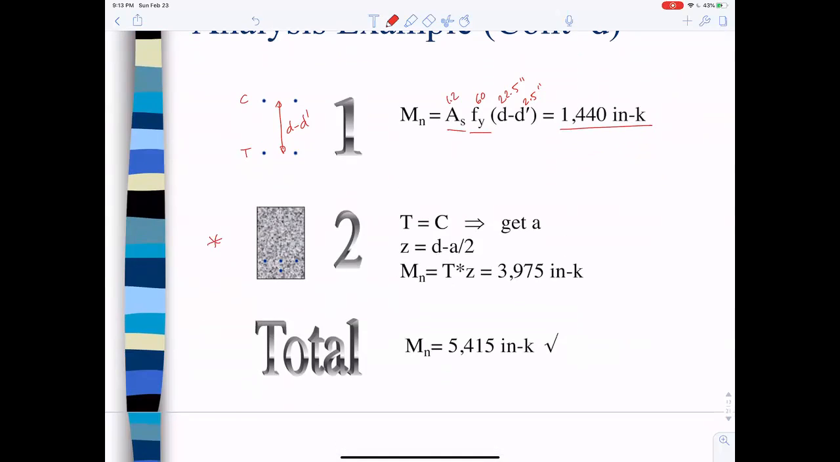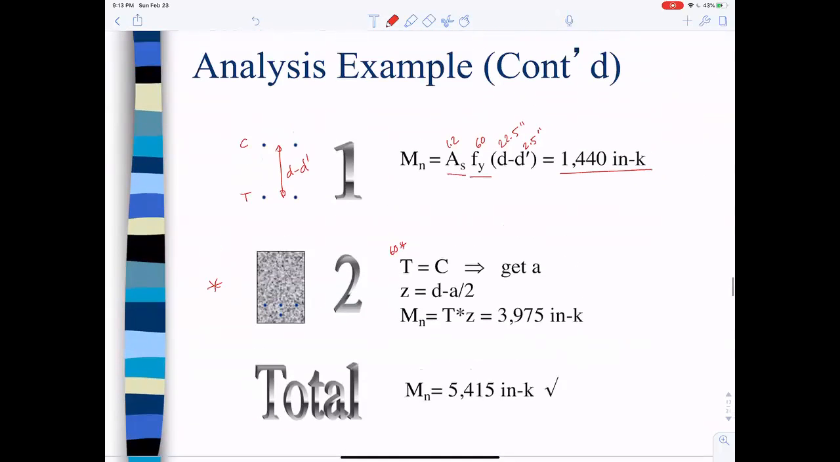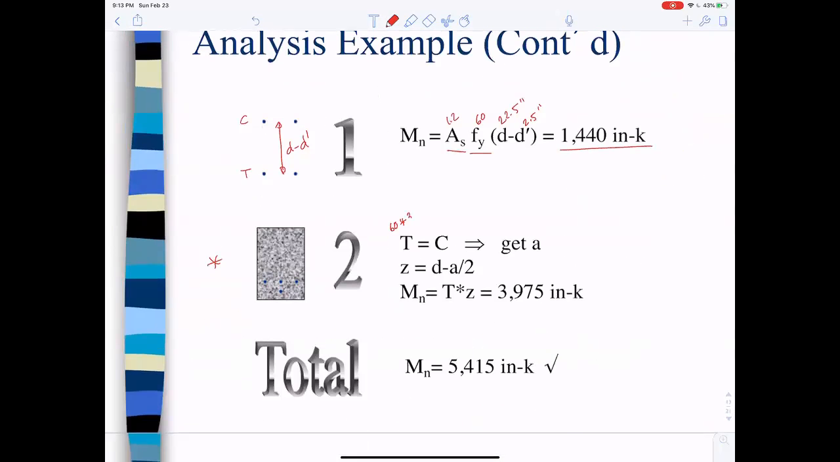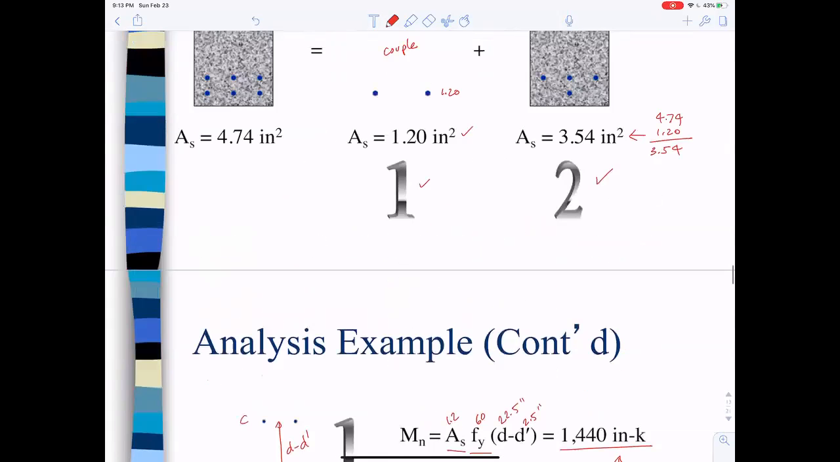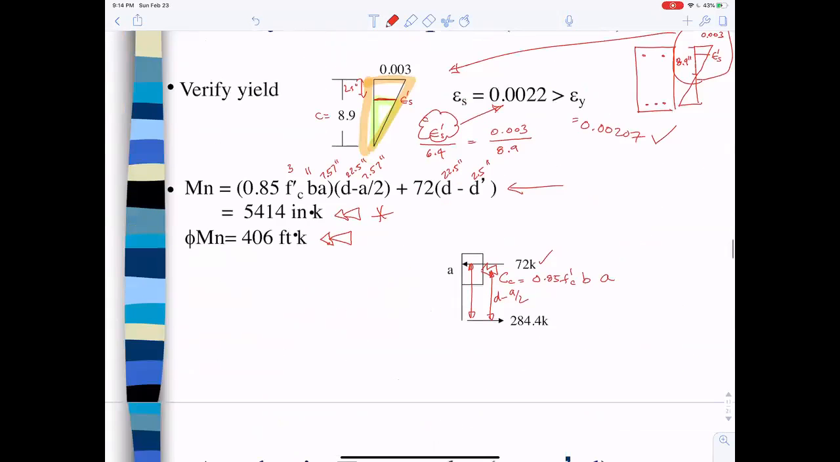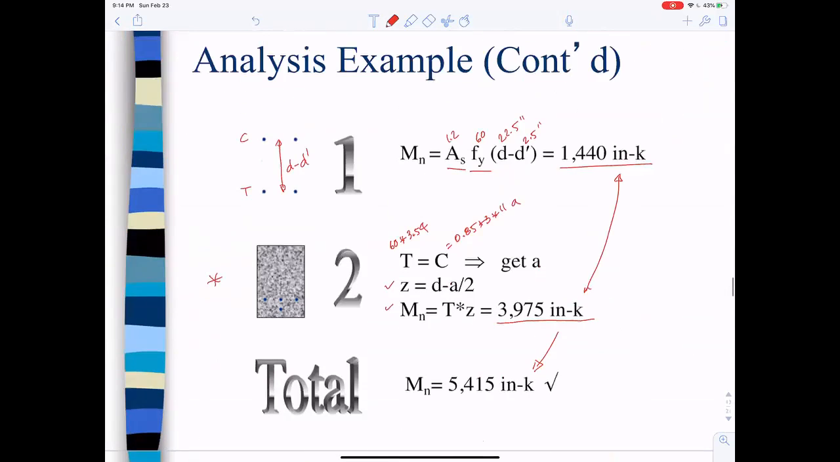You just do T equals C. But in this case, for T, use 60 times the reduced steel, 3.54. And this is just 0.85 f'c times b times a. You solve for a. z is d minus a over 2. Mn is T times z. And you get this. And then you add those two together and you get 5415, which was the same here. And so it is the same answer.